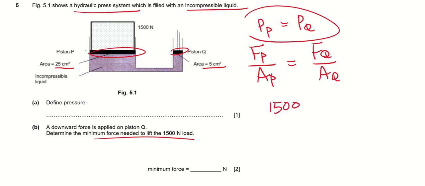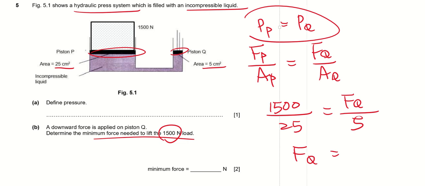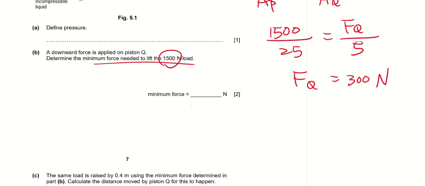So I have 1500. Always check whether you are given the force, or if you are given the mass, please do your calculation to weight. So area P is 25. After that, I substitute in FQ unknown. Area Q is 5. Therefore, FQ will be 300 Newton. So you have your answer for this.